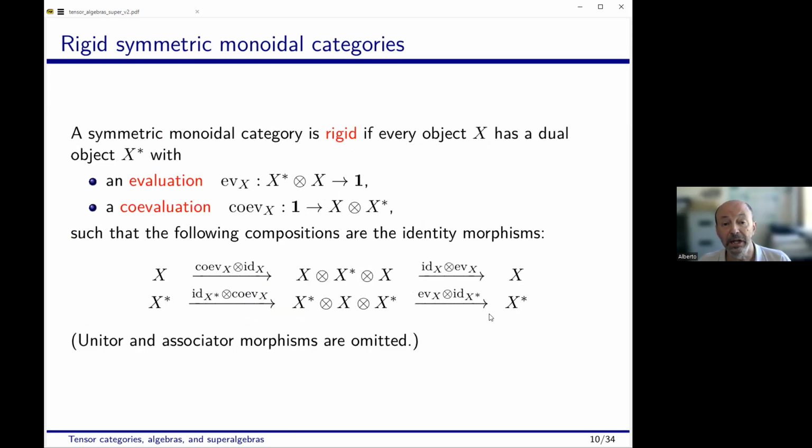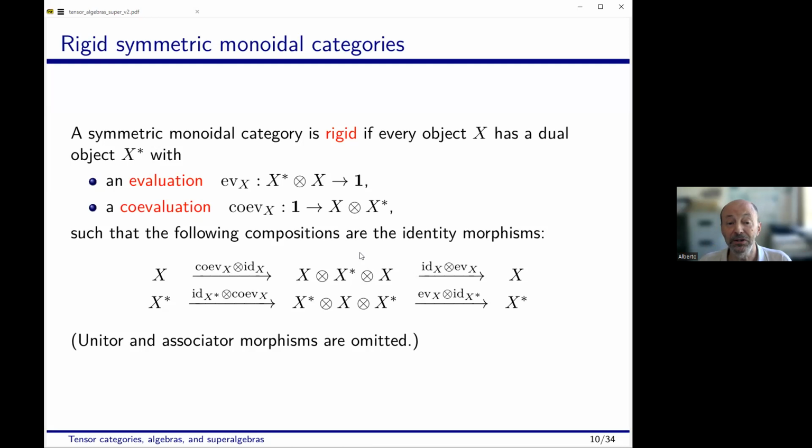And then we need rigidity, and this means the existence of duals. So each time we have a dual, it means we have an object with evaluation and co-evaluation morphisms, taking into account the unit object, and with these compositions being the identity morphism. Well, in these compositions, I haven't written the associators. Professor Yang took more care than me to write the whole sequence, including the associators and the unitors that are involved here. But I just got rid of them for simplicity.